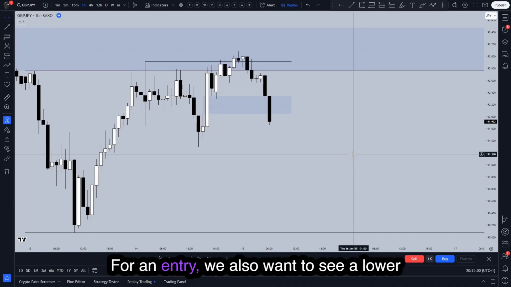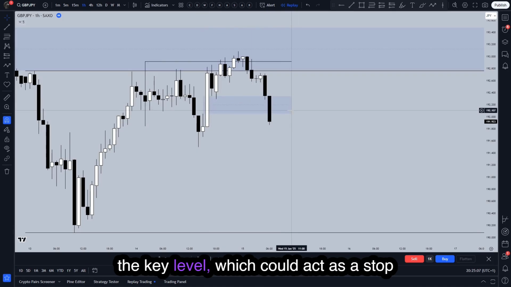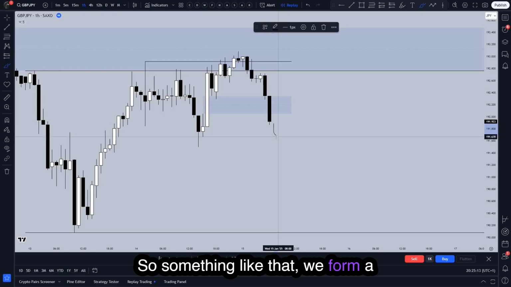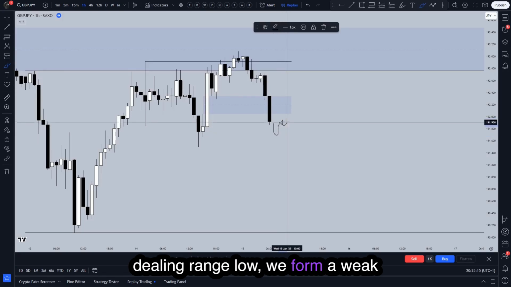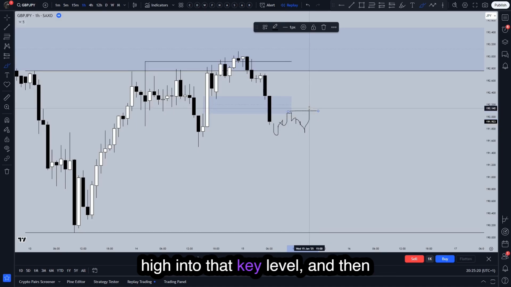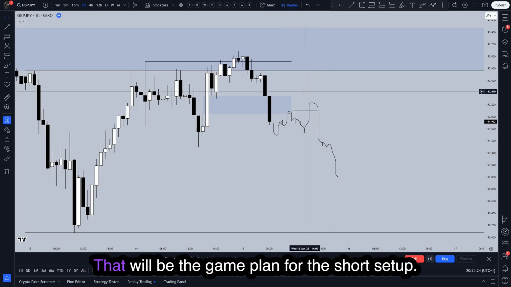For an entry, we also want to see a lower time frame weak high forming close to the key level, which could act as a stop run for then a continuation of price. So something like that. We form a dealing range low, we form a weak high, price ranges, sweeps that weak high into that key level, and then continues the bearish order flow. That will be the game plan for the short setup.